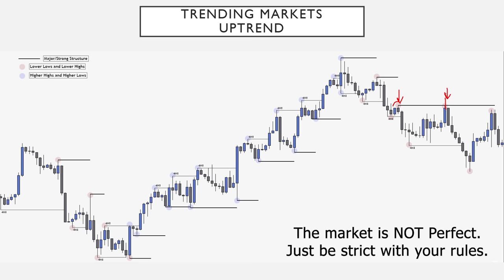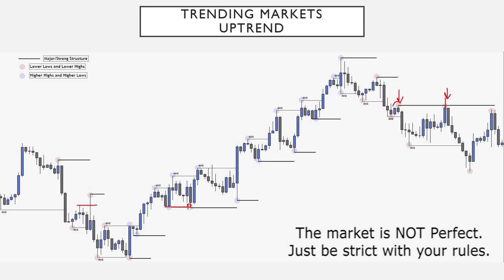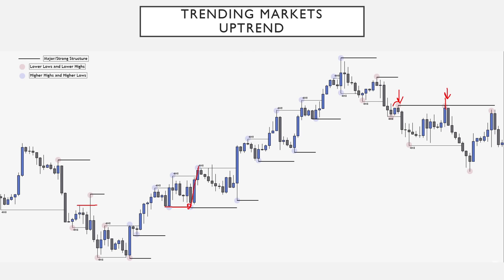We wicked up, but then we still went down. Here it also happened. We just wicked down for a little bit, but then the next candle immediately continues to go up. So you're like, okay, well, this was just a little bit of a liquidity grab right there. So this is an example of an uptrend.